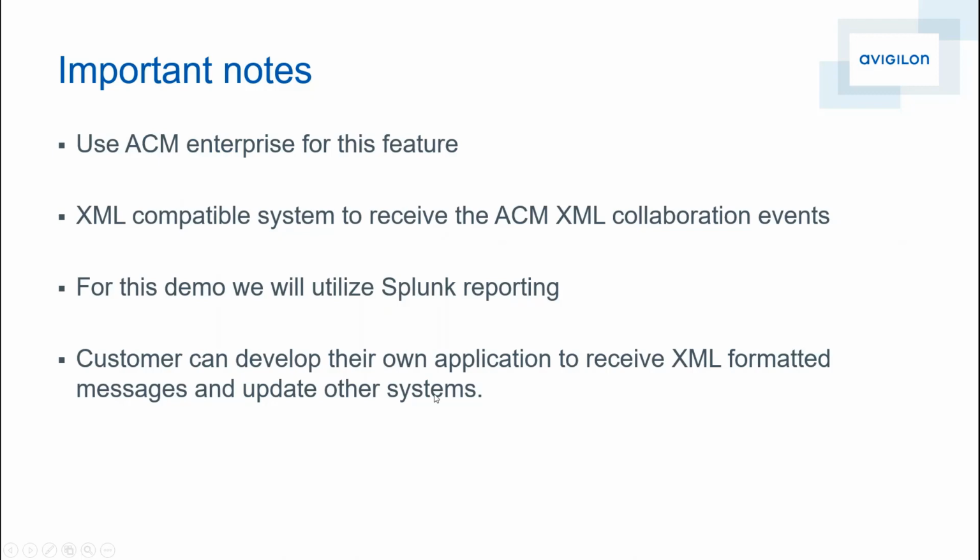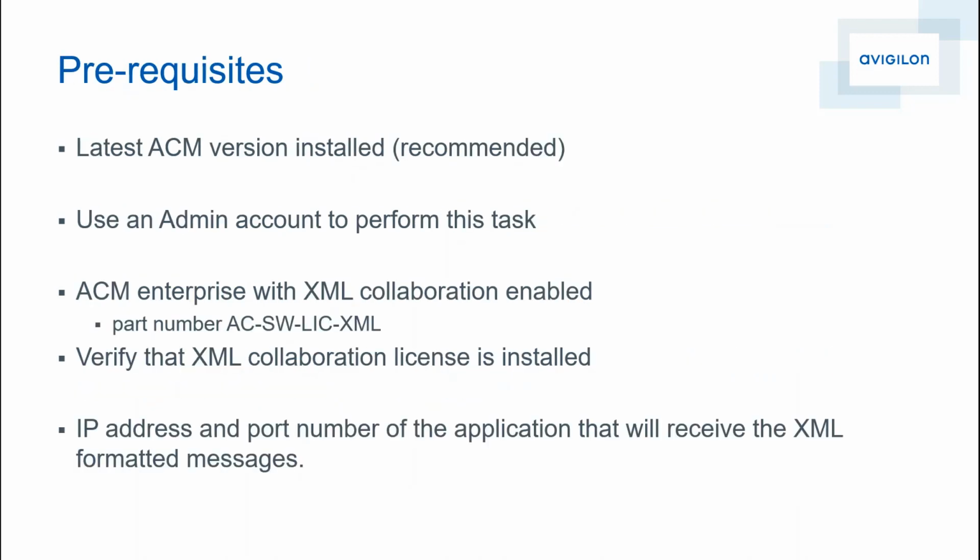So we suggest using the ACM Enterprise version for this. XML compatible systems to receive the ACM XML collaboration event are required, so you have to have an application that is capable of doing that. For the purpose of this demonstration, I'm going to use an application called Splunk Reporting. It's a reporting system that can receive XML format, so it's pretty easy to configure with ACM. And customers can develop their own application to receive XML formatted events, so it's not necessarily an application that's out on the internet. They can go ahead and create their own type of application.